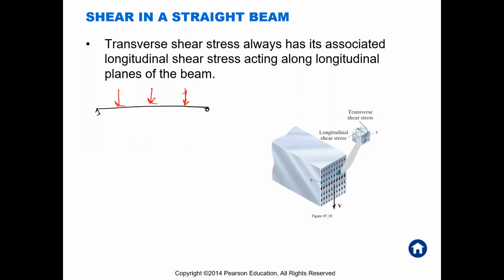And up until now, we've been talking about pure moment. So pure moment would be the case of putting a moment on either side. We have continuous moment across the beam, therefore there's no shear. There's no shear, there's just a constant moment.